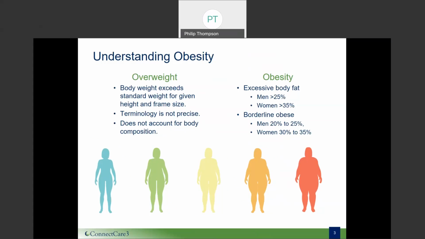Understanding obesity, and the definitions, get a little tricky. Overweight is any type of body weight that exceeds a standard weight for a given height and frame size. Terminology is not precise, especially because it does not account for body composition. That's a huge part of what we're going to talk about today. That your height and weight, in all reality, does not matter, because we don't know what it's composed of. Right? Obesity is excessive body fat in men over 25% and in women over 35%.